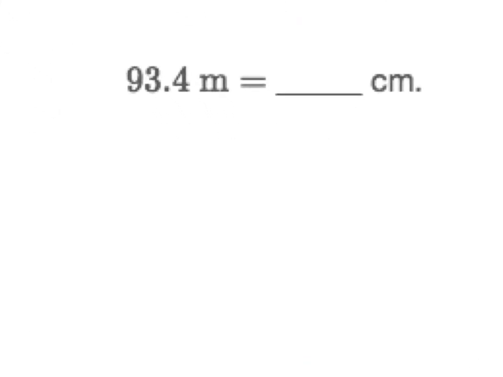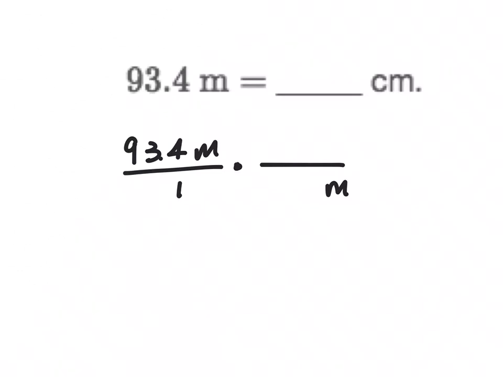93.4 meters, turn that into centimeters. So let's do this. I'm going to write 93.4 meters, put that over 1, and multiply that by some number in meters down below and centimeters up top.